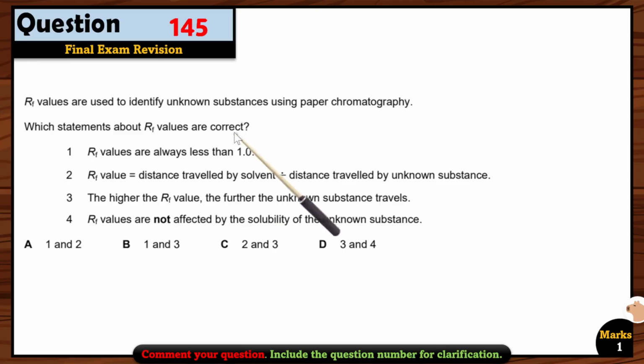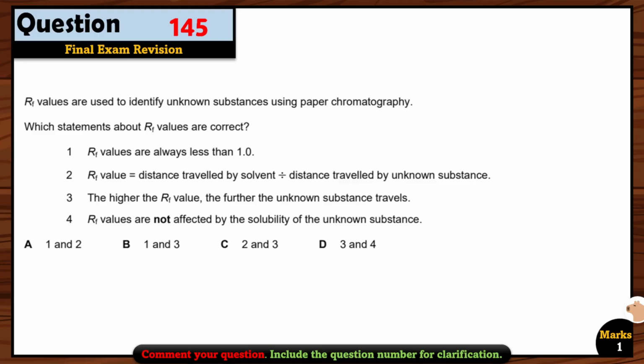Second, the formula of RF value is the distance traveled by the unknown substance. But can you see here they have written solvent, so it is wrong. Third, the higher the RF value, the further the unknown substance travels. Yes, that's right. The higher the value, the more it will travel, because the RF value actually tells you the solubility of the substance. So if the substance's solubility is more in that solvent, it will travel more. So the RF value will increase. So that's why option 3 is right.